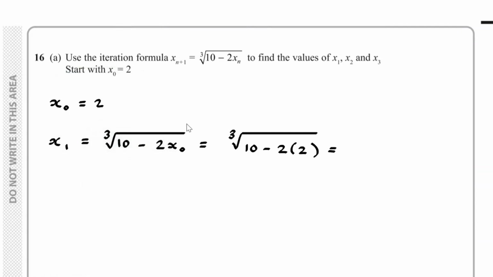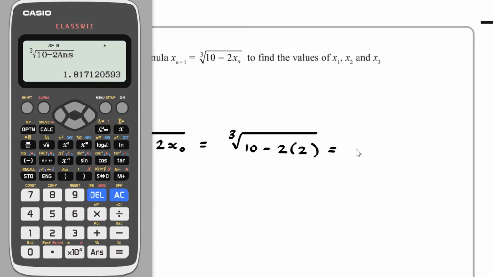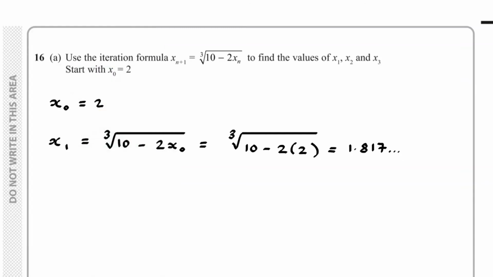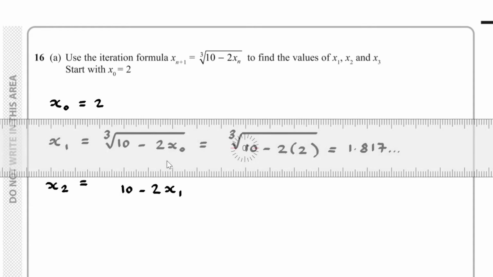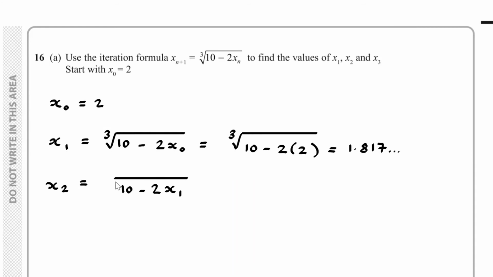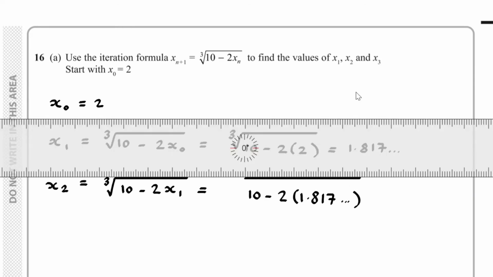So the next value we have is 1.817, etc. For x2, we've got 10 minus 2 x1, and then this is cube rooted. So I've got 10 minus 2 times 1.817, etc. And then this is cube rooted.